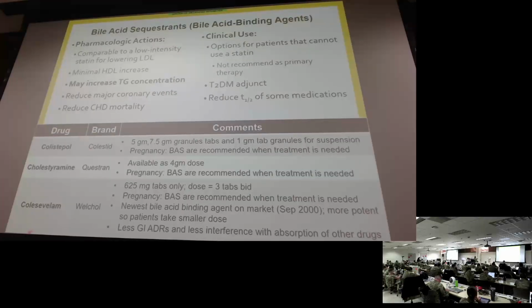So here are all of your bile acid sequestrants that you have: cholestyramine, colestipol, colesevelam. These are the different ones that we have.